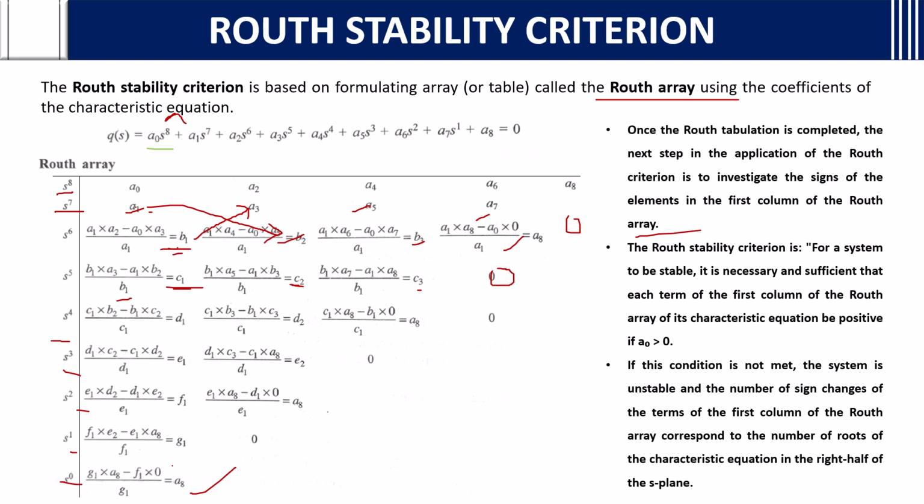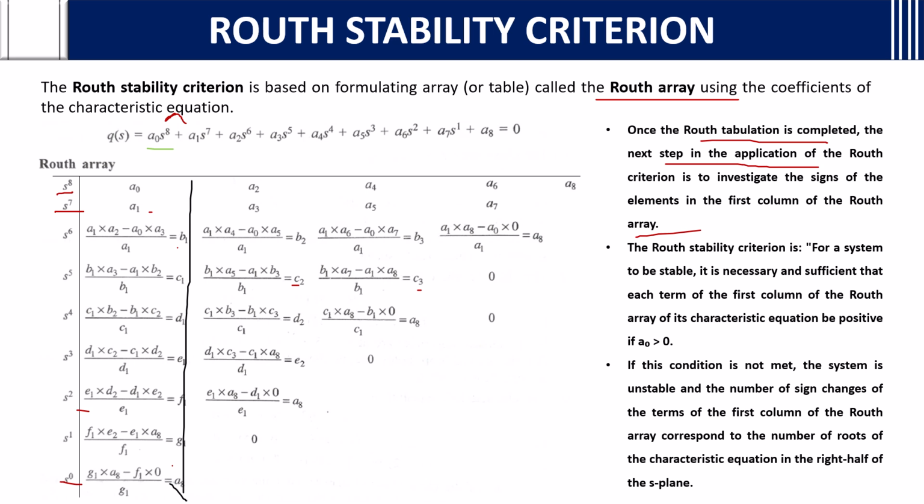what we should check is, once the tabulation is completed, the next step in the application of the Routh criterion is to investigate the signs of the elements in the first column. What are the sign changes you need to find in the first column? What is that first column? This is the first column. I will mark it now here. This is the first column.